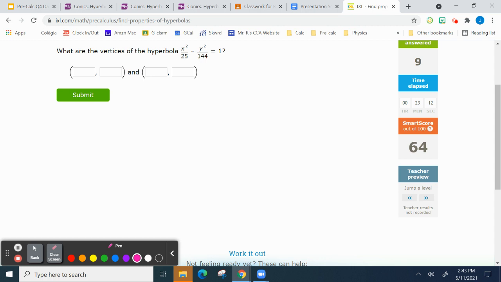Okay, so what do we know? H and K are 0 again, right? H equals 0, K equals 0. And then we know that A is 5, right? Because A is the square root of this. And we know that B is the square root of that. So B is going to be 12. And so what are the vertices of the hyperbola?